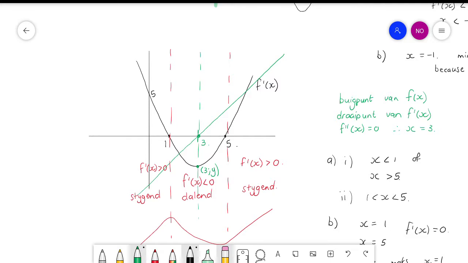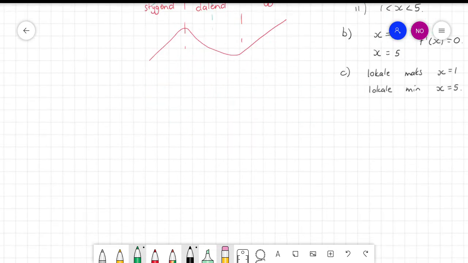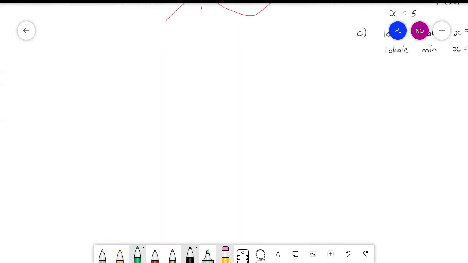So the point of inflection of the original graph will be on the same x value as the turning point of my parabola, which will be where the second derivative is equal to 0. And in the case of this graph, it will be at 3. Okay. So I'm going to jump straight in with question 10 from 2009.